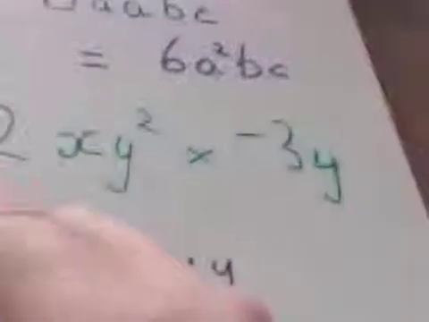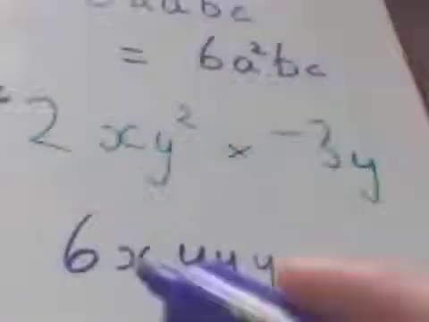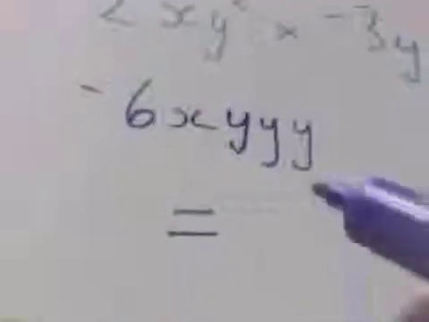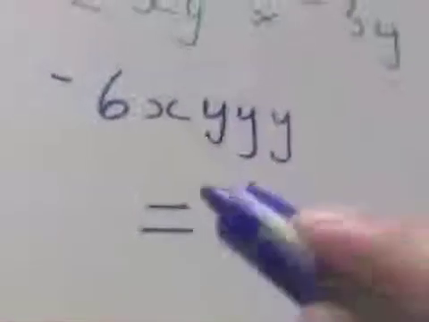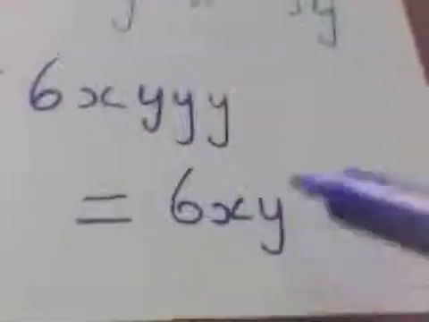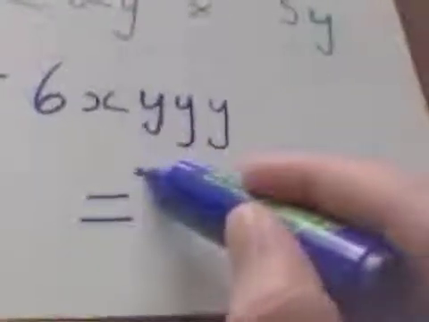Next, look at the signs. A positive times a negative is a negative. So finally, simplify what I have here. I've got 6, I've got an x, y times y times y is y cubed, and I've got a minus sign at the front too.